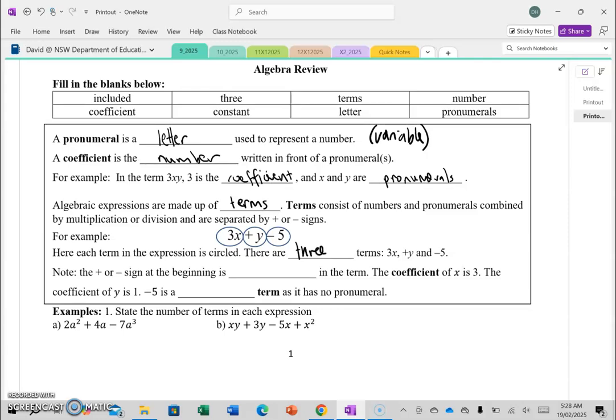3x, plus y, and negative 5 or minus 5. The plus or minus sign at the beginning is included in the term. The coefficient of x is 3. The coefficient of y here, there's a hidden 1. Remember, whenever we write a number, there's always a hidden 1 in front. Negative 5 is what we call a constant term. Constant terms have no pronumeral.